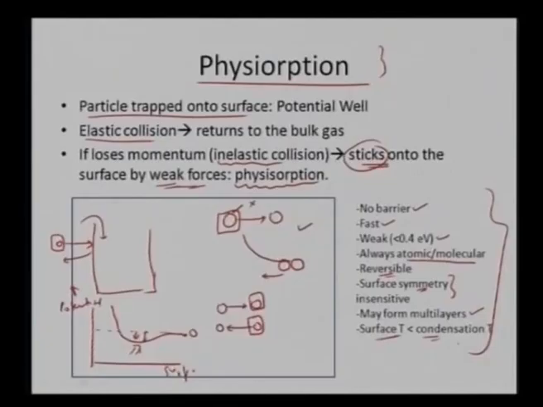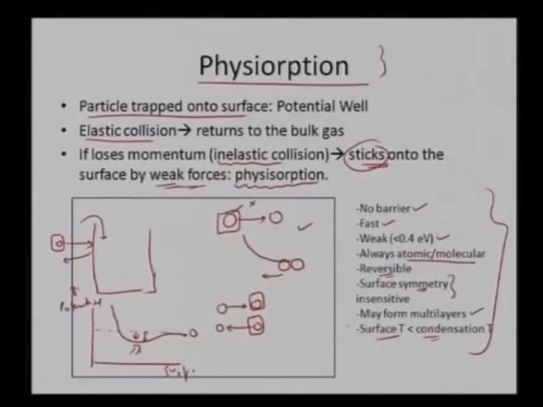The process is very fast, because the surface wants to somehow reduce its energy, surface energy, and these are weak interactions of less than 0.4 electron volt, and they are always atomic or molecular in nature, because this has to happen by atom to atom or by molecule to molecule. And since these are only physical entities which are moving and going to rest on a particular surface, being held by weak van der Waals forces, this is again a reversible process, and they are insensitive to the surface symmetry. And since this newly adsorbed species on the surface again has some free surface available to it, it can keep forming multilayers.